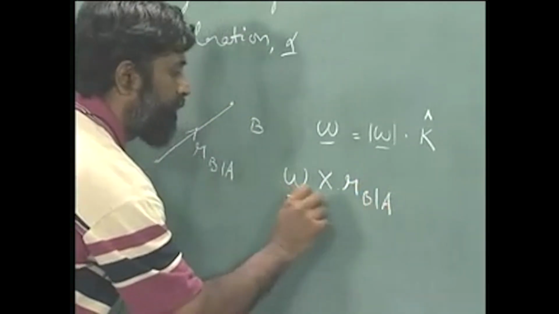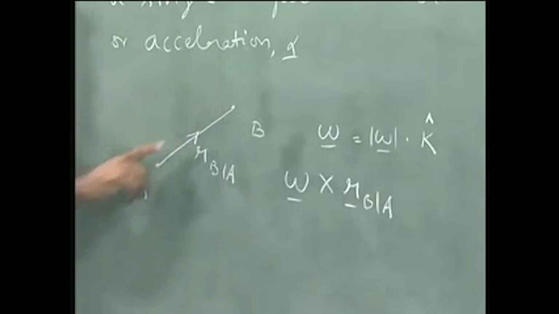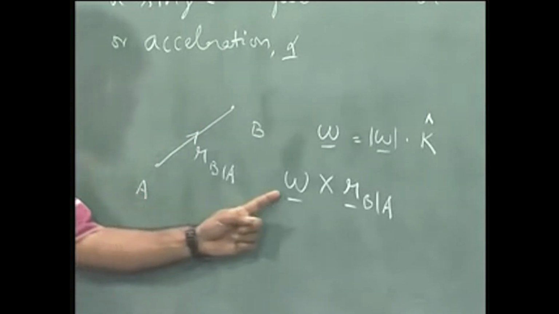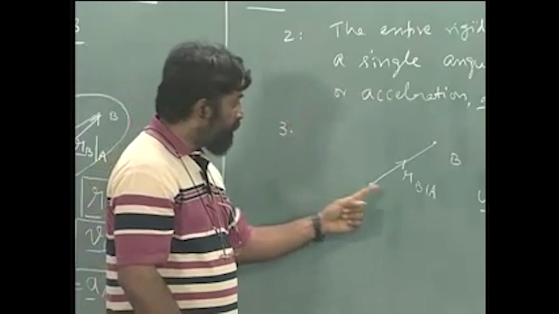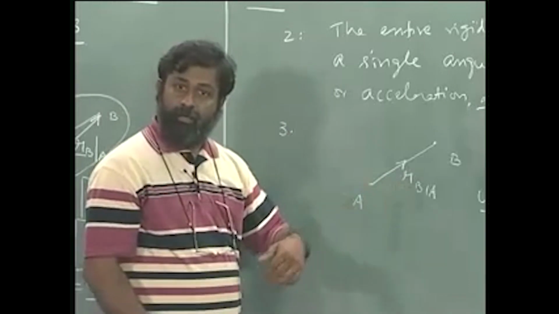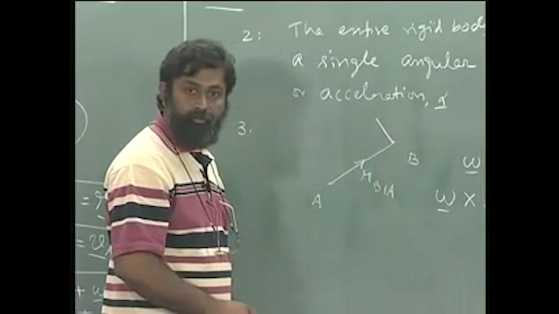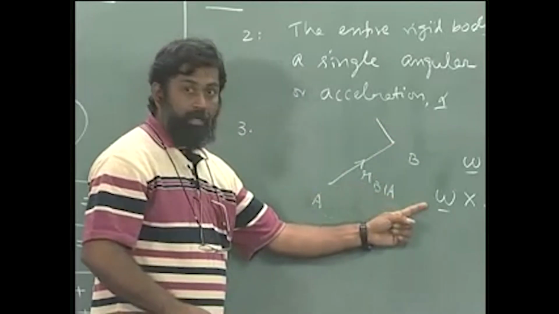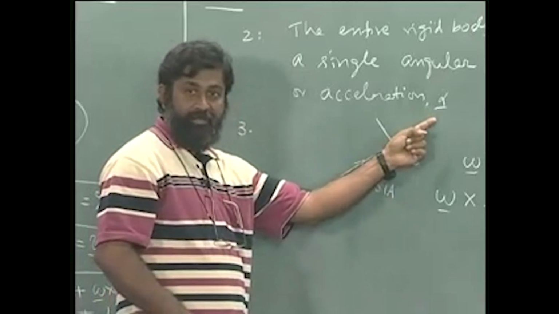That is the question, right. Look at it, omega is like this, R B with respect to A is like this, these two are perpendicular. Omega and R are perpendicular to each other, which means I will have a direction that is perpendicular to both this and omega, and therefore it will be in this direction. Okay. Now, omega is k, R B is in this direction.